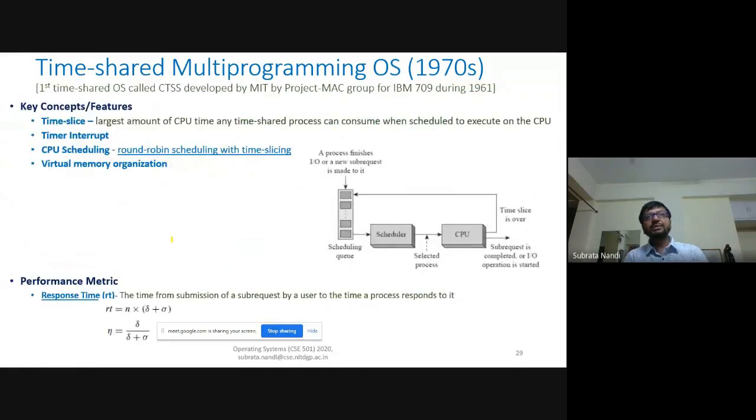So what are the key concepts? The key concept is time slice. Time slice is the largest amount of CPU time any time shared process can consume when scheduled to execute on the CPU. And what is this largest amount? This is typically just a few milliseconds or nanoseconds.